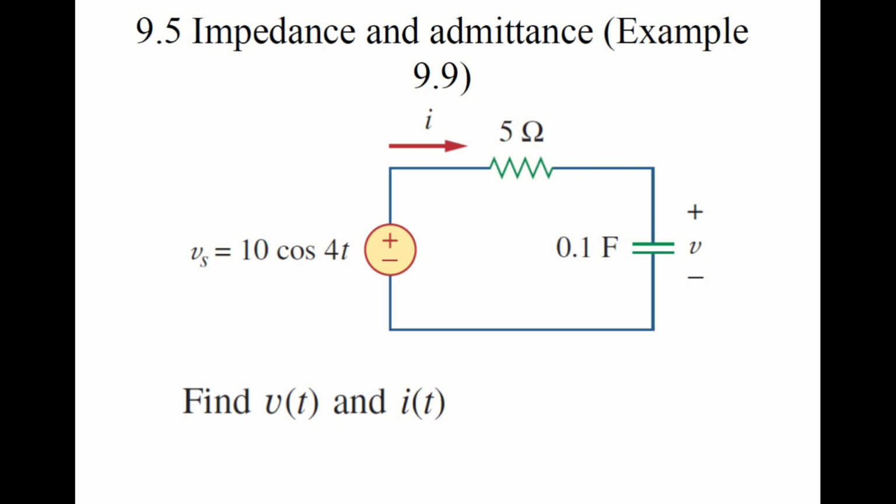Okay, let's look into this example. For this question, we have to find vo(t) and i(t). vo(t) is the voltage across the capacitor over here, and i(t) is the current going through the circuit. In the circuit, there's a voltage source, 10 cos 4t, and we have two elements, a resistor and also a capacitor. Similar to DC circuit analysis, we need to find the current flowing in this circuit first. Then you can get the value of voltage over here.